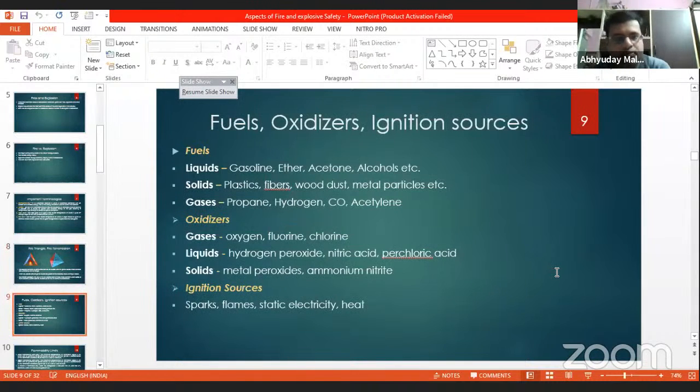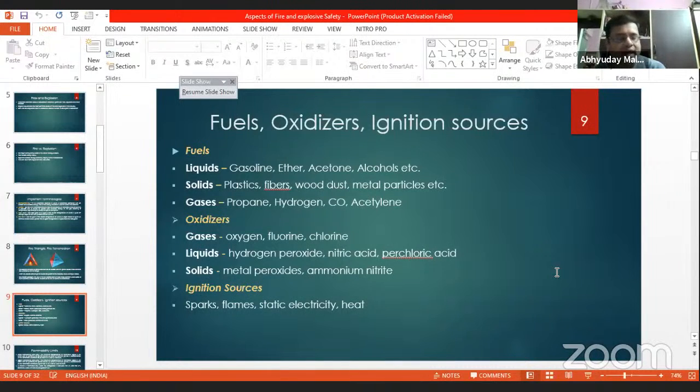Now, there are some common examples of fuels, oxidizers, and ignition sources. For example, liquid fuels are very common: gasoline, ether, acetone, alcohols, etc. Organic solvents are very, very flammable, and they are classed as liquid fuels. There are also solid fuels, solids which can catch fire, like plastics, wood dust, metal particles, fiber, etc. And gases which are highly flammable, like propane, hydrogen, carbon monoxide, acetylene, and there are other such gases.